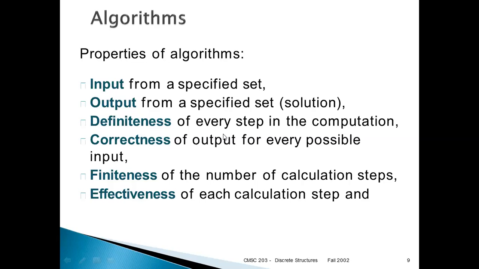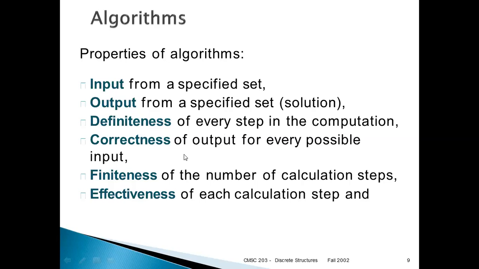The next point is definiteness. It applies to every step in the computation, meaning every step we are going to perform. Then correctness of output for every possible input. Our algorithm concept is input, output, and the processing, that is definiteness and correctness. Correctness means that for any different kind of input, our system should always give the correct output.